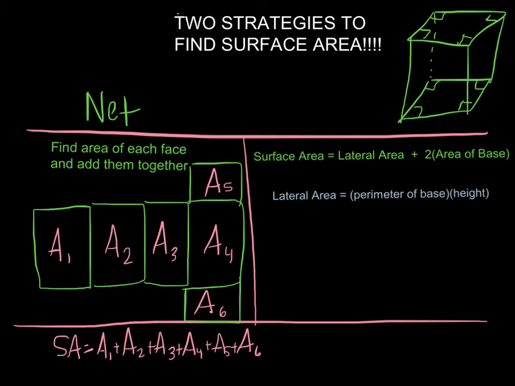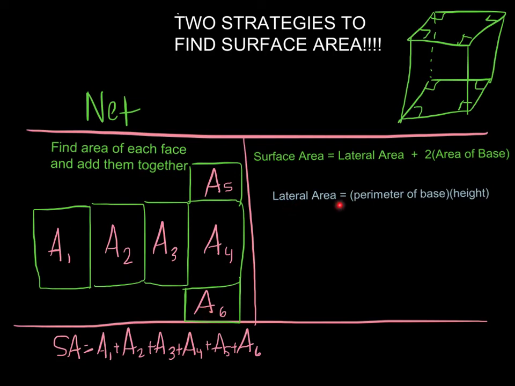Another strategy is this one over here. So this is actually a formula. You might think it's easier, maybe it's more difficult because it has a lot of pieces here. To find the total surface area, you need to take the lateral area, so that's the area of the 4 outer shapes, not the bases, and then you add 2 times the area of the base. That makes sense. It's like adding all the areas together.